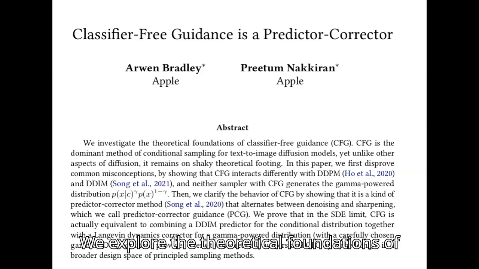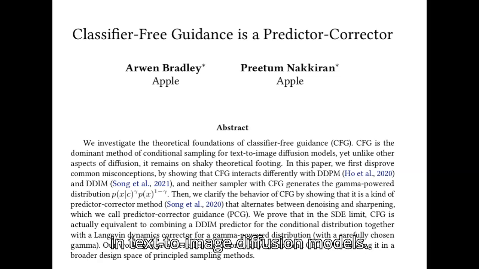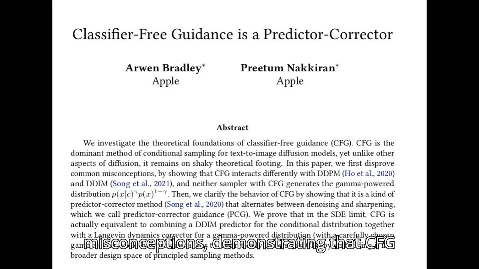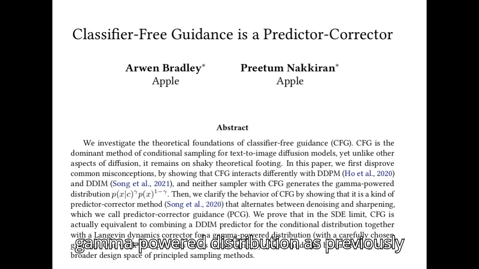We explore the theoretical foundations of classifier-free guidance, CFG, a prevalent method for conditional sampling in text-to-image diffusion models. Despite its widespread use, CFG's theoretical basis has remained unclear. We begin by dispelling common misconceptions, demonstrating that CFG behaves differently when combined with different samplers, like DPM and DDM, and that neither generates a gamma-powered distribution as previously believed.